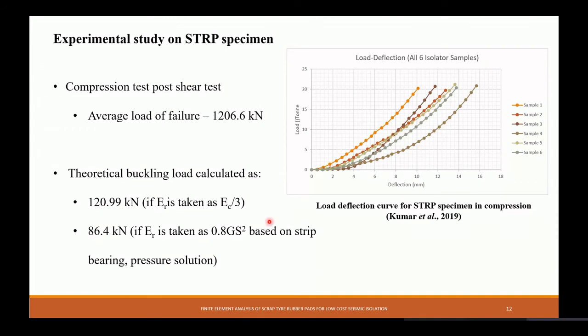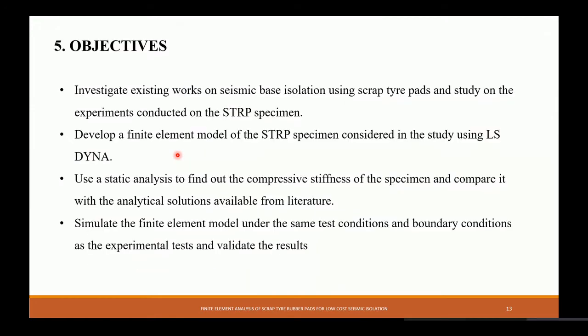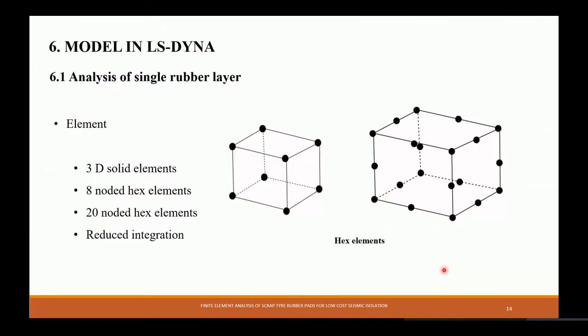So now we basically want to simulate the finite element model and compare the values. Some of the objectives are to investigate the existing work on seismic isolation using scrap rubber tire, develop a finite element model of the STRPS specimen, use a static analysis to find the compressive stiffness of the specimen and compare it with the analytical solution available from the literature, and then simulate the finite element model under the same test and boundary conditions as the experimental test and validate the results.